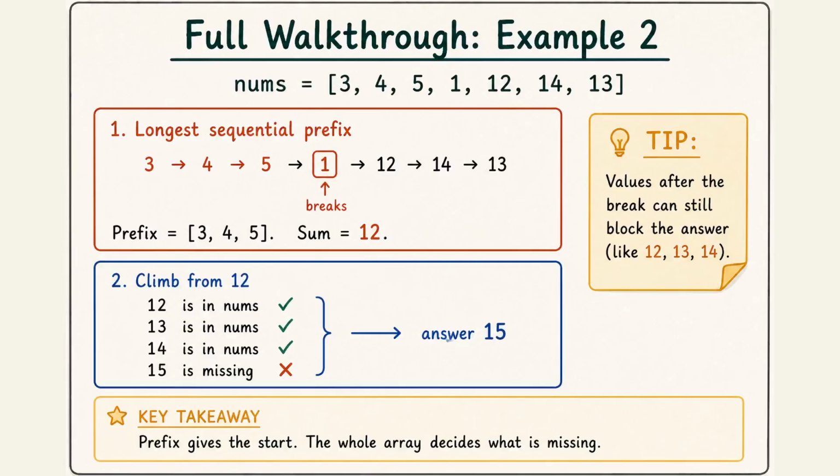The array is 3, 4, 5, 1, 12, 14, 13. The sequential prefix is 3, 4, 5 because 1 breaks the plus 1 pattern. The sum is 12. Now climb. 12 is in the array, 13 is in the array, 14 is in the array, but 15 is missing. So the answer is 15. Notice values after the break can still block the answer.